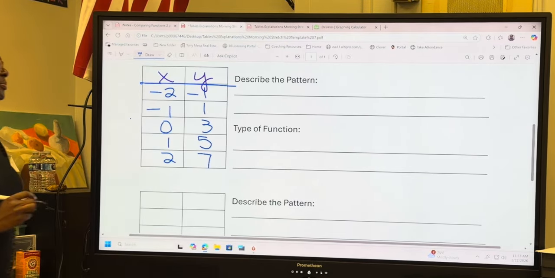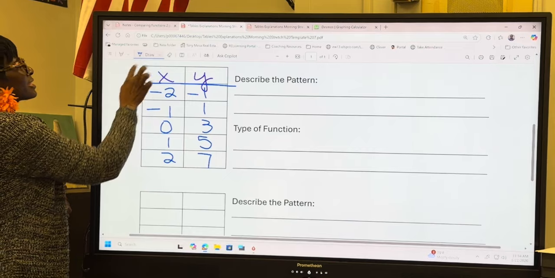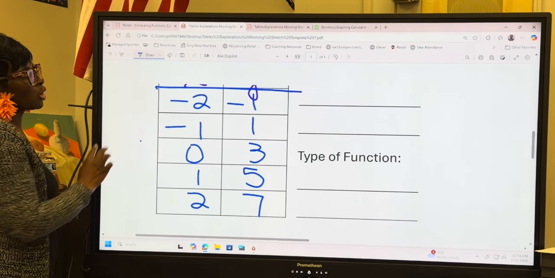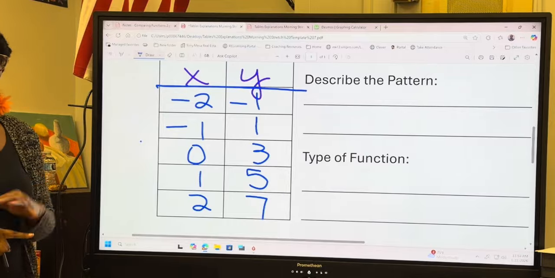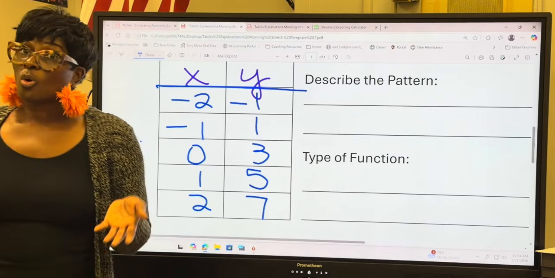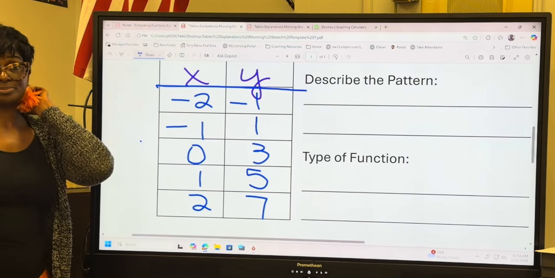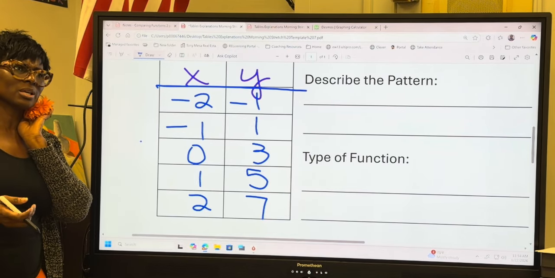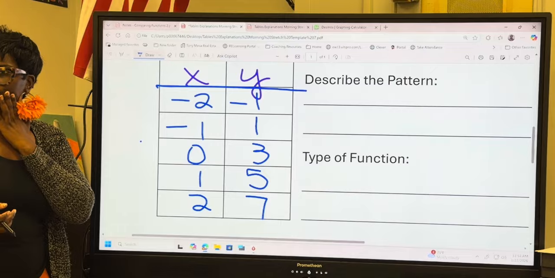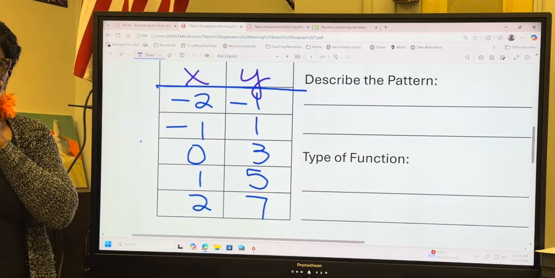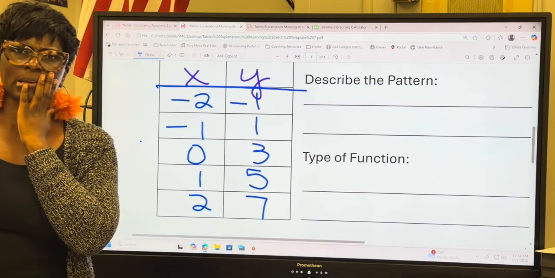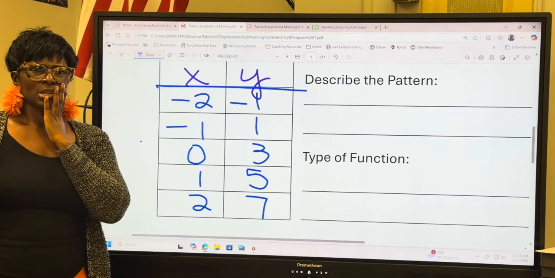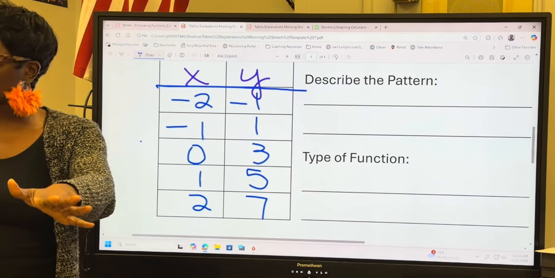All right. Look at this pattern, and I want you to tell me, what are you thinking it could be? What do you think we can eliminate? What could it be? What could we eliminate? Give me something. It could be linear. Okay. Why? They stayed in the same direction. I didn't see it change direction.